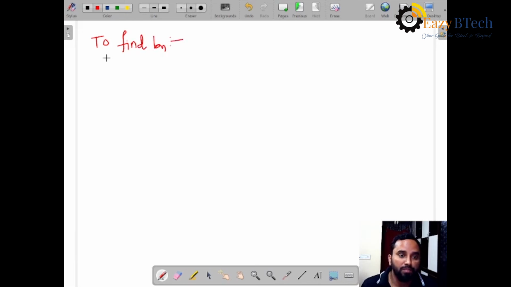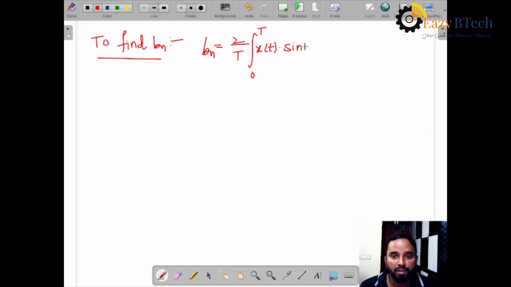First I will write the formula of bn, then we go for the proof. So bn is equal to, same like an, 2 by T integral 0 to T, x of t multiplied by sine n omega naught t. And go for the proof.